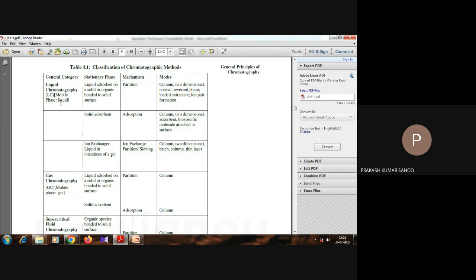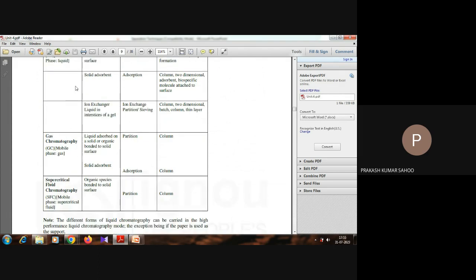Then under LC, if the stationary phase is a solid adsorbent, then we have the adsorption phenomenon, and the mode will be column and two-dimensional. Then the third type: if it is liquid chromatography, but the stationary phase is ion exchange, a liquid in the interstitials of a gel. We use a gel-like substance where ion exchange occurs. Then we have ion exchange partition, also known as sieving, with column, two-dimensional, batch modes, etc.